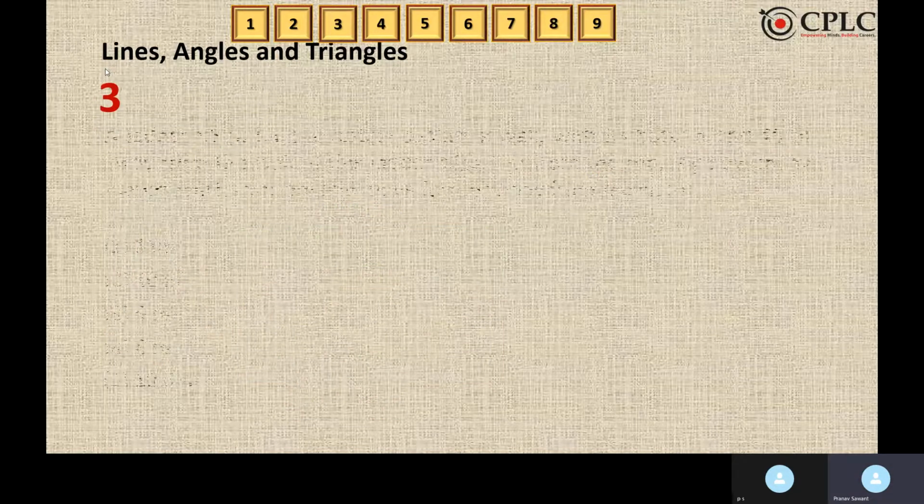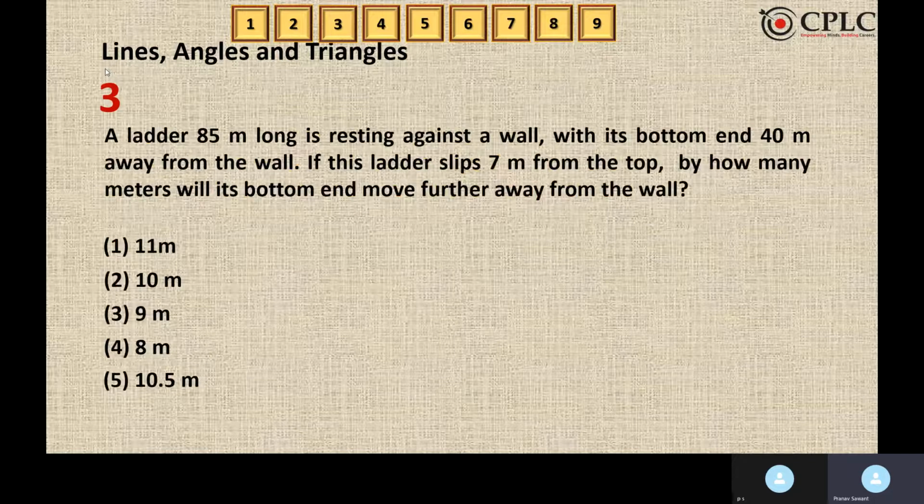A ladder 85 meters long is resting against a wall with its bottom end 40 meters away from the wall. If this ladder slips 7 meters from the top, by how many meters will its bottom end move further away from the wall?